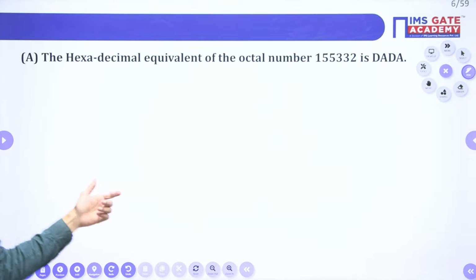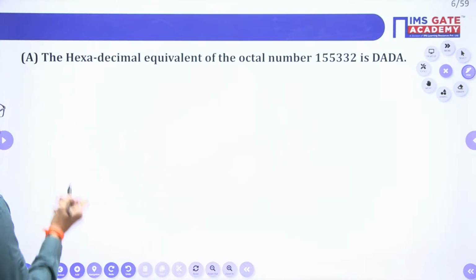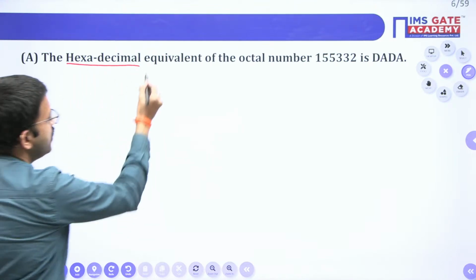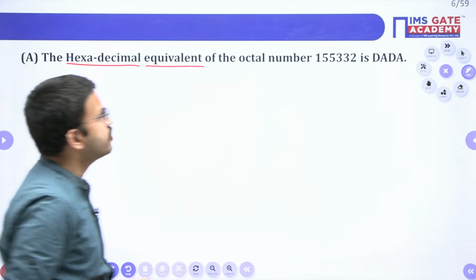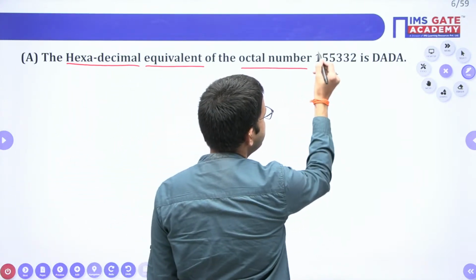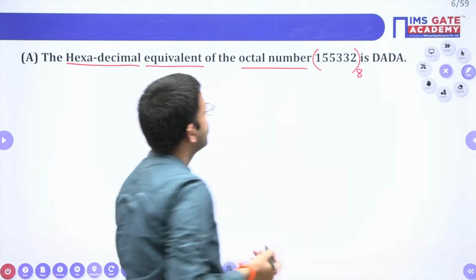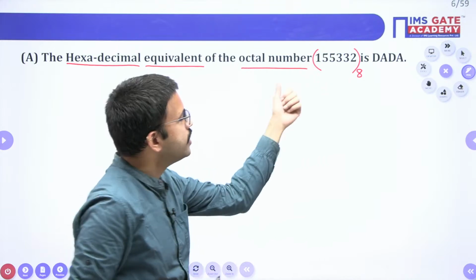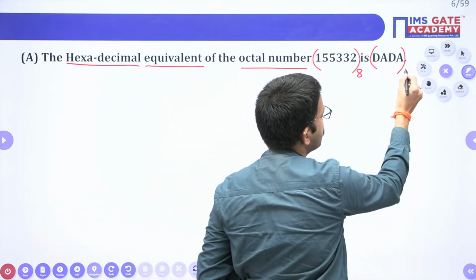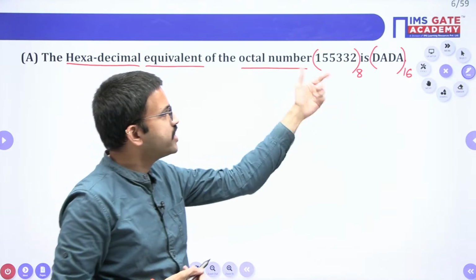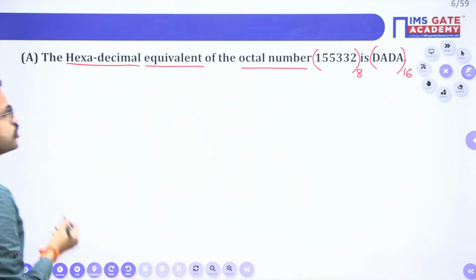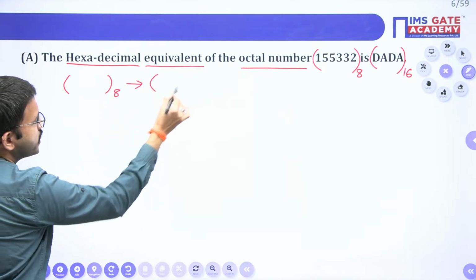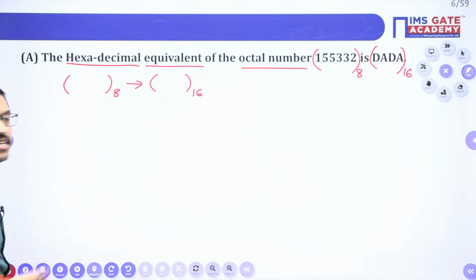Now we'll see option by option which options are correct. Read the question carefully: the hexadecimal equivalent of the octal number. That means the given number is octal, and the corresponding hexadecimal is this one. Whether it is correct or not, let us see. Here they have first given an octal number. If you want to convert it into hexadecimal, we cannot convert directly.